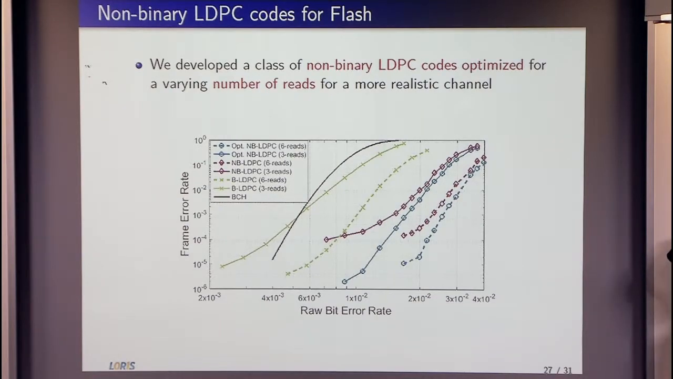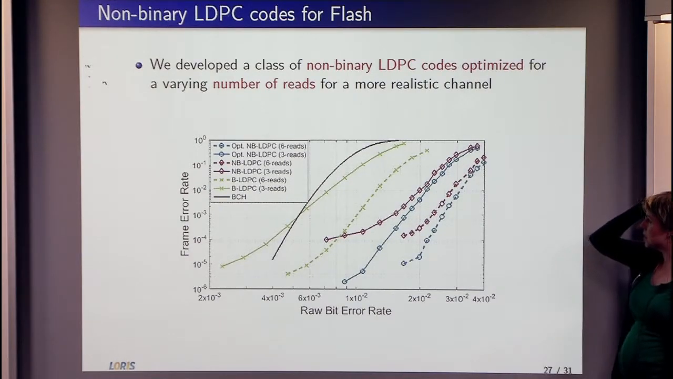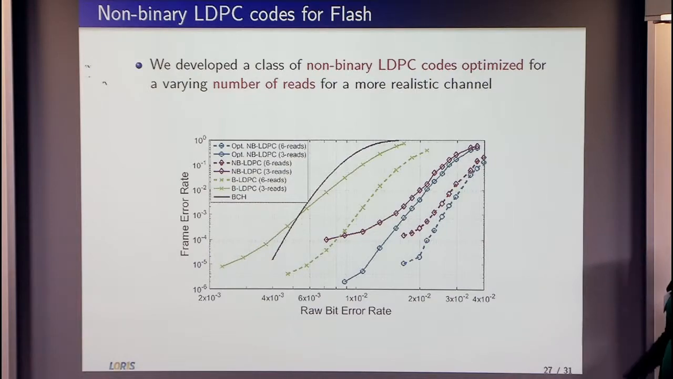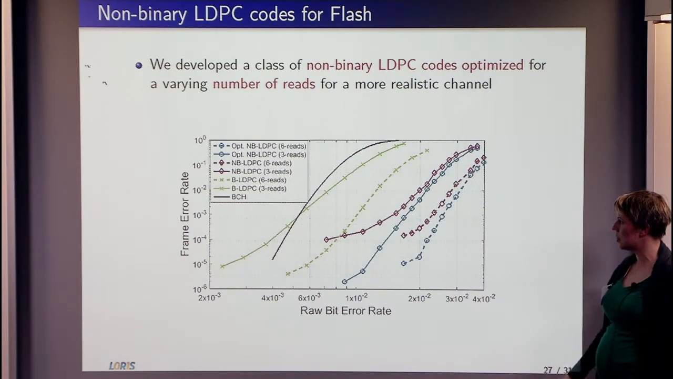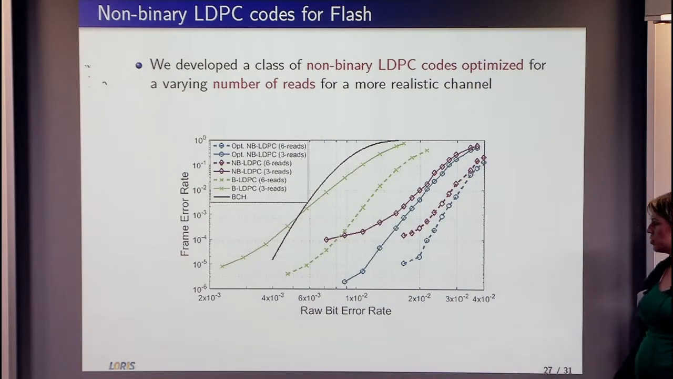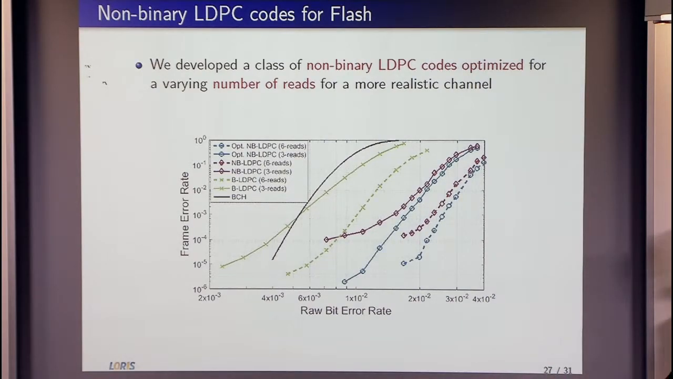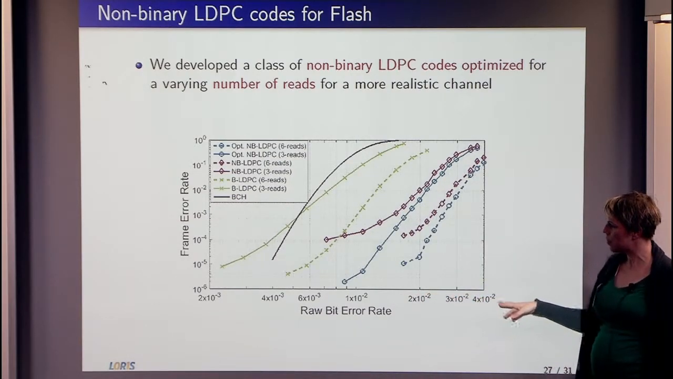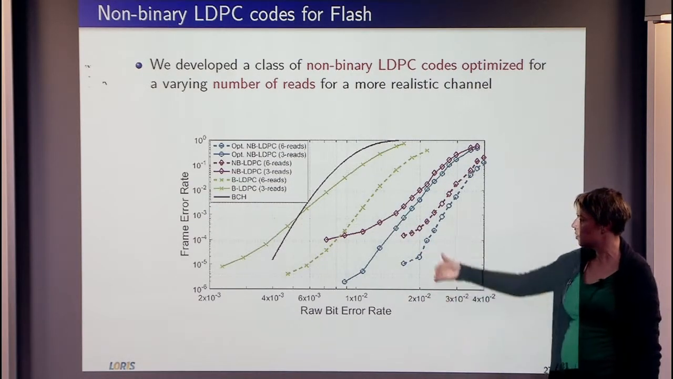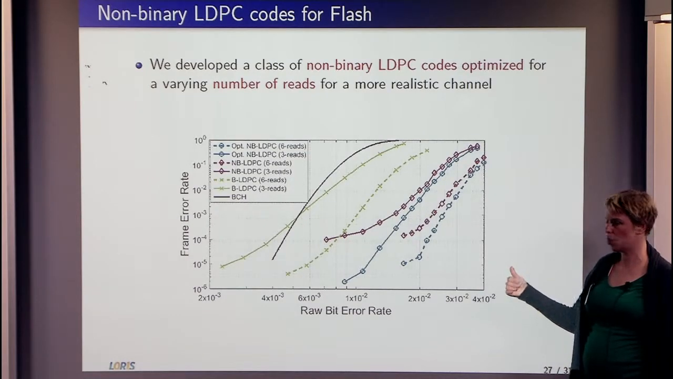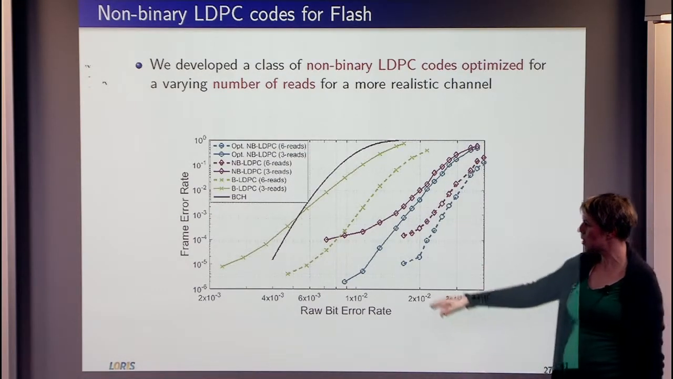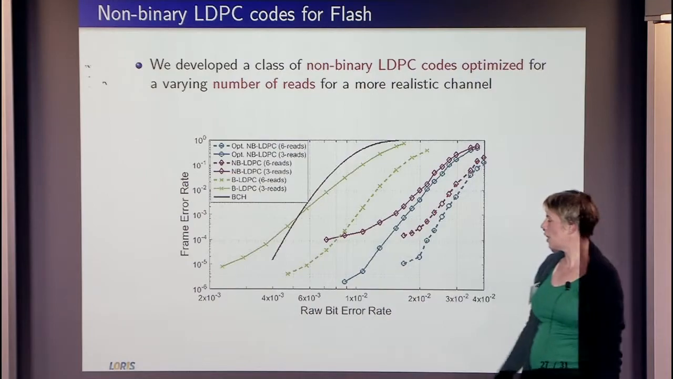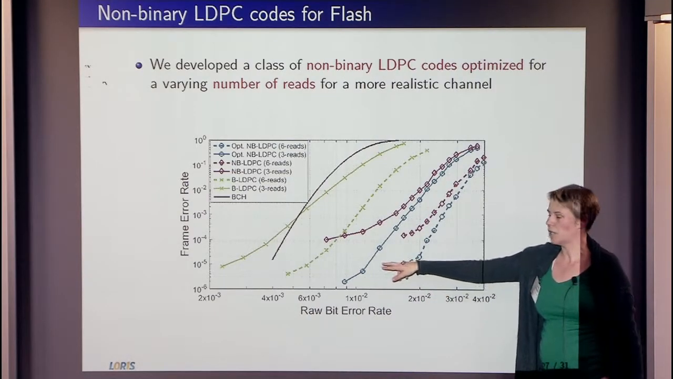Okay, so we also developed a class of non-binary LDPC codes that are optimized for a varying number of reads. These are codes that provide so-called soft information, which is what people in practice are very much interested in. Here what I'm showing on the x-axis is the raw bit error rate against the frame error rate. Being to the right means it's a stronger code because you can tolerate more errors. The BCH code is the one in black, and our codes are the ones in blue.